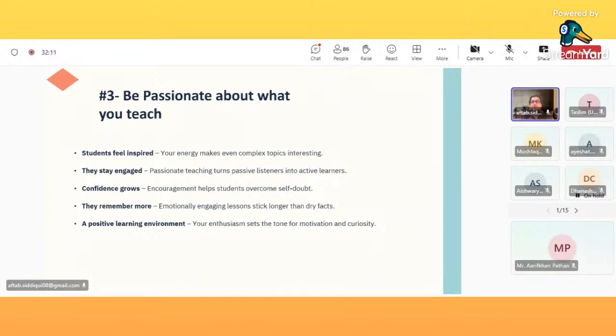And this benefits what? Students feel inspired. Your energy makes even complex topics interesting to them. They stay engaged. As I said, passionate teaching turns passive listeners into active learners. Their confidence grows. Often students come to me for counseling. They lack self-confidence and self-esteem.